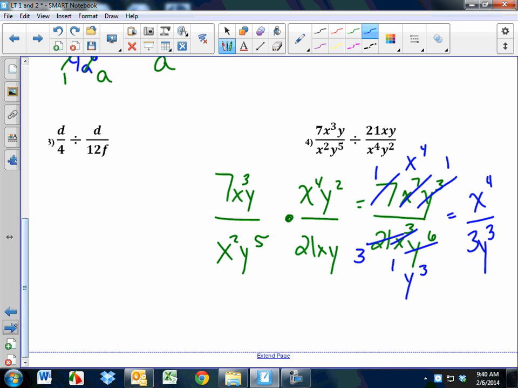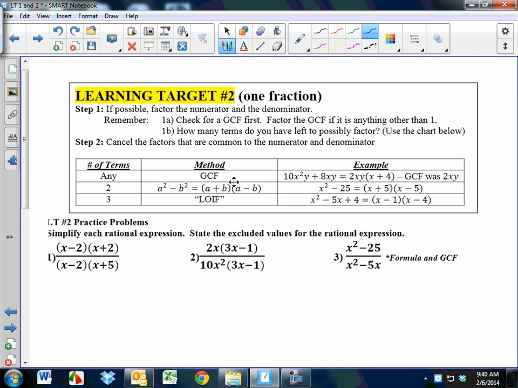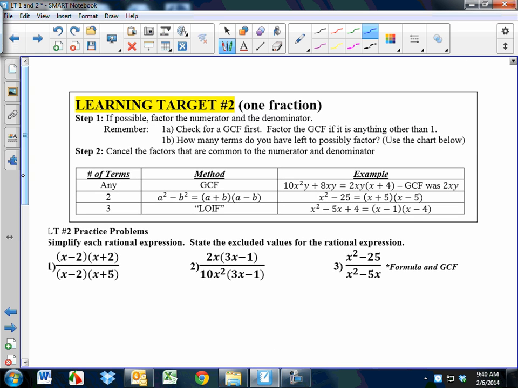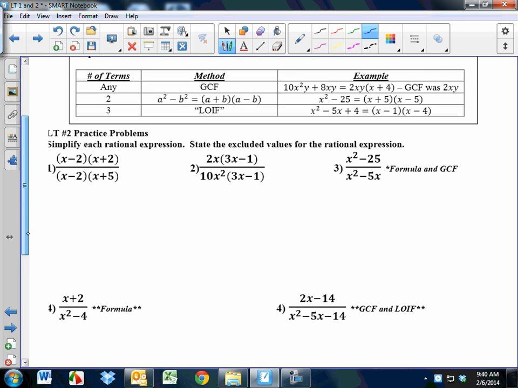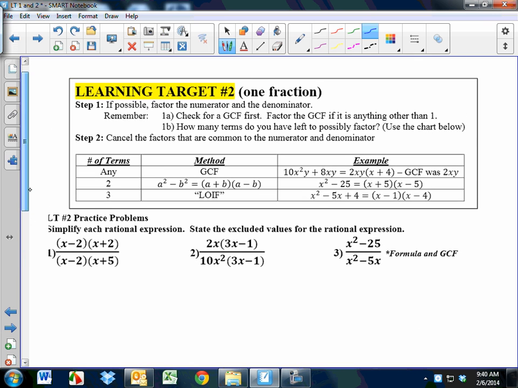All right, next page. We finally get to learning target 2, which is simplifying and stating excluded values for rational expressions that have polynomials in them. So binomials, trinomials. I should have said this earlier, but the learning target 1 was strictly monomials. So no addition, no subtraction. Now we're starting to get addition and subtraction, but it's much the same as what we just did.